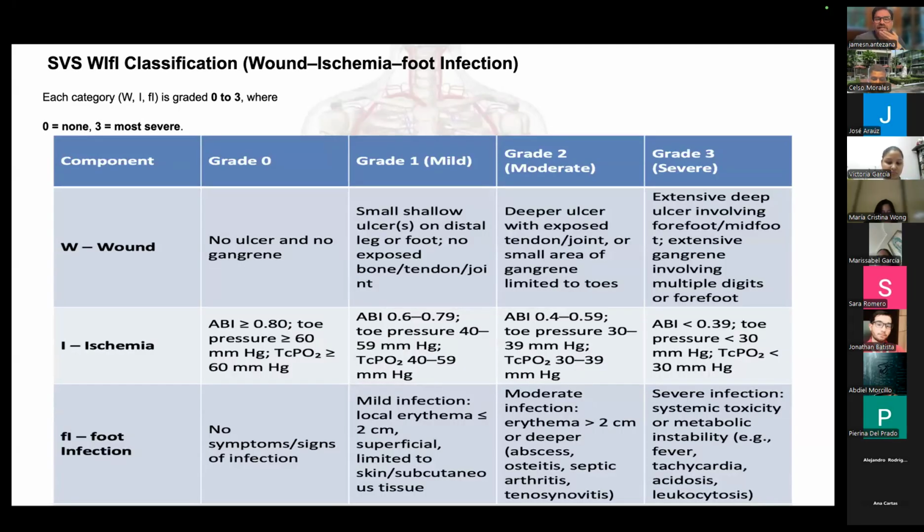When we look at the WIfI classification, we talk about wound, ischemia, and foot infection, okay? W means wound, I ischemia, and FI, foot infection. I'm not going to go into a whole bunch of detail, but at some point in your careers, if you go into the field of assessing a patient and classifying them with the WIfI, these are the characteristics that we're looking for. We're looking for grade 0, grade 1, grade 2, and grade 3. Based on these, we're going to have a scoring that's going to tell us if the patient has a high risk for limb loss or a low risk for limb loss in 1 year.